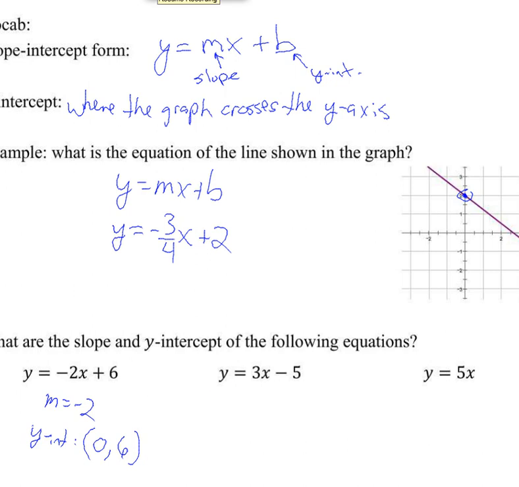So let's talk about the slope and y-intercept for the second one now. What am I going to write? M equals 3. And the y-intercept needs to be an ordered pair, and it's always going to be 0, and then this number, negative 5. It's an ordered pair, so we have to write it like an ordered pair. Okay, go ahead and do the last one.